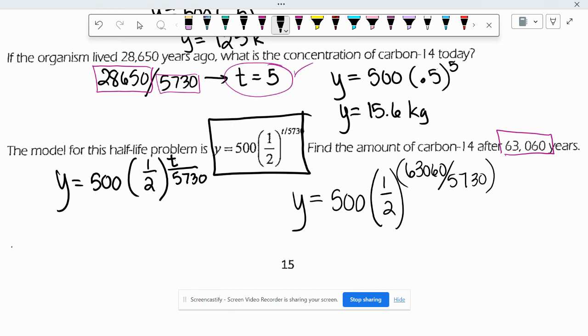When you do that, what do you get? Yeah, 0.24 kilograms. So after 63,000 years, we still have 0.24 kilograms of radioactive material. Okay.